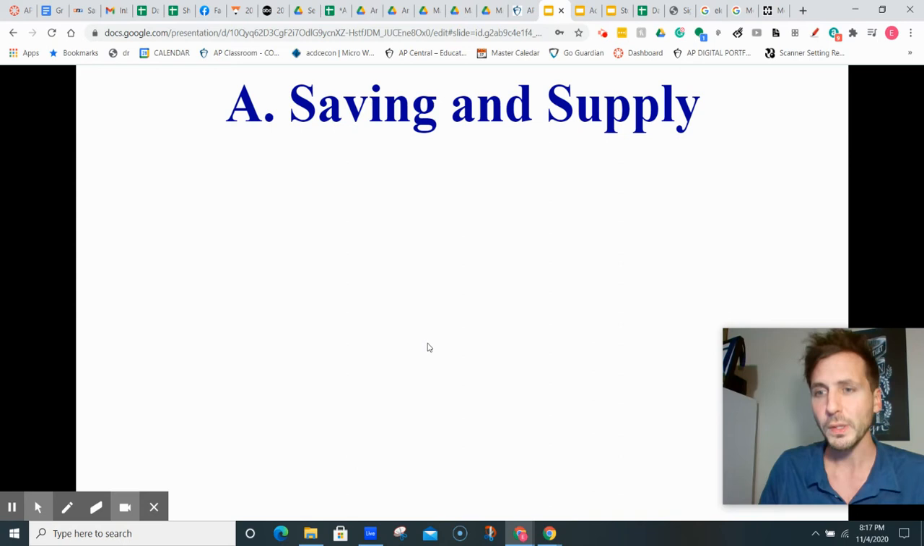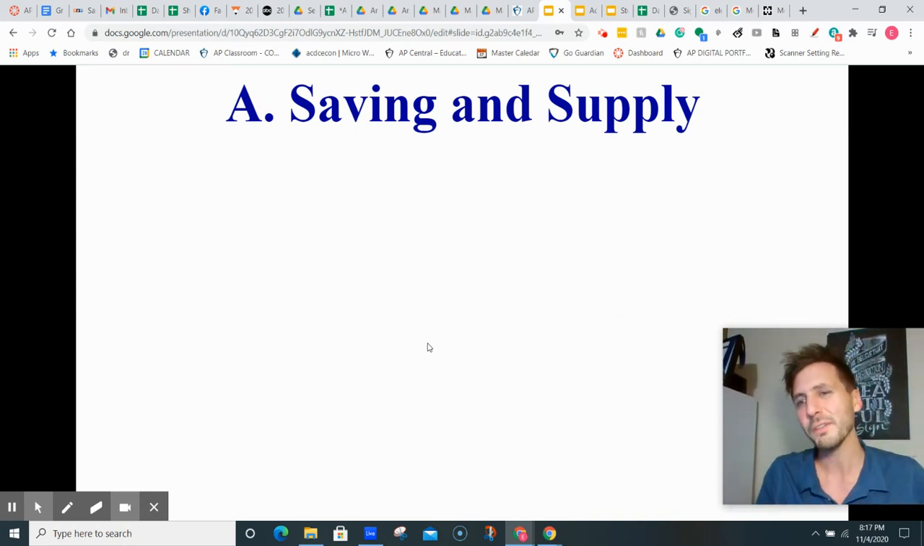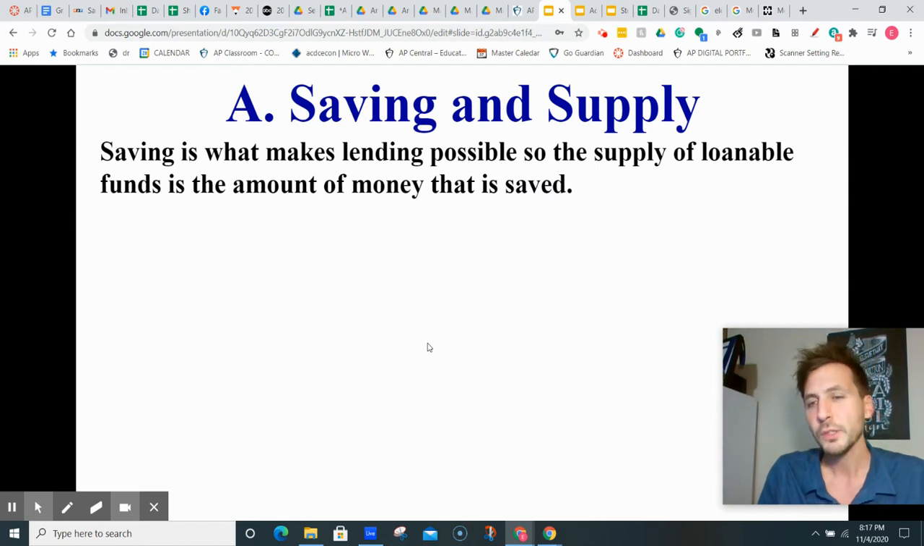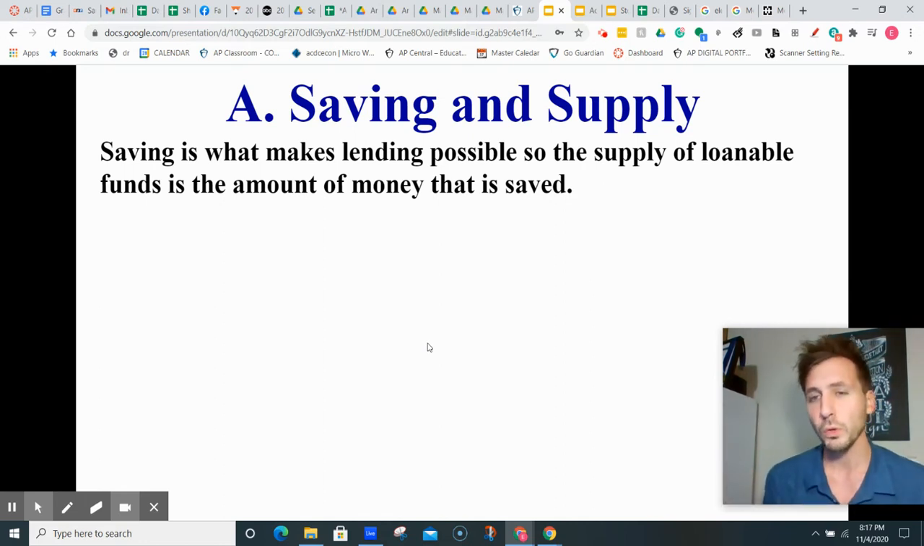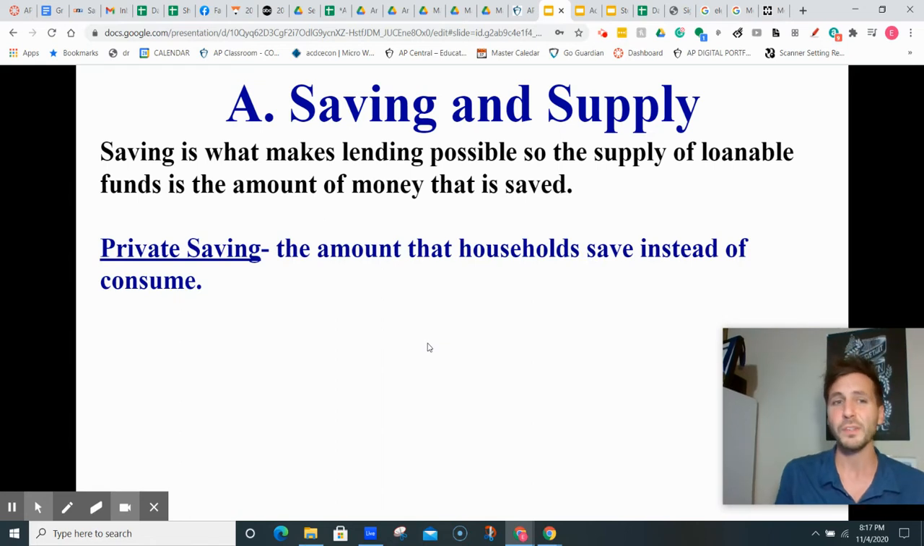Okay. So let's talk about savings and supply. This is the greatest determinant of the supply of loanable funds. So saving, we know, is what makes lending possible. We've seen this. When people put money into the bank, they take some of that and they put it in required reserves. The rest of it is excess reserves, loanable funds. So when people save money, there are more loanable funds. When people save less, there are fewer.